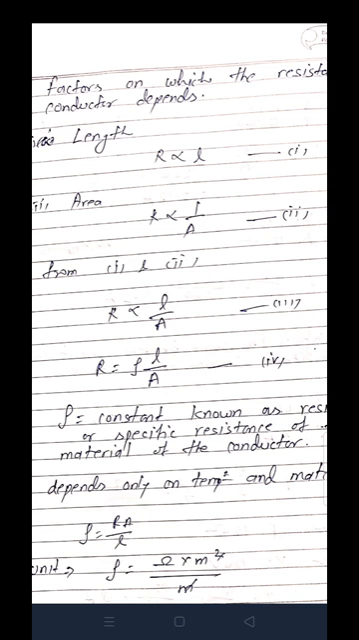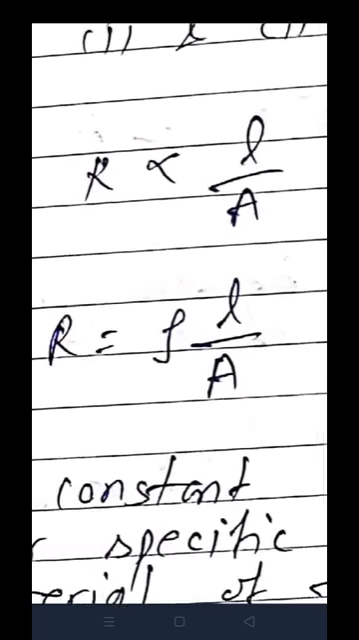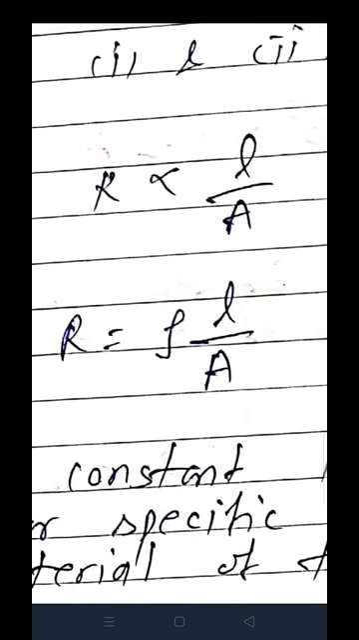The next is what? Area. The resistance of a conductor is inversely proportional to the area of cross section of the conductor. So the more the area, the less the resistance. In the combined format, we can write R proportional to L by A, that you can see in equation number 3. And we know that to remove a proportional sign, we need to give a constant. Here we have given a constant rho. R equals rho into L by A.